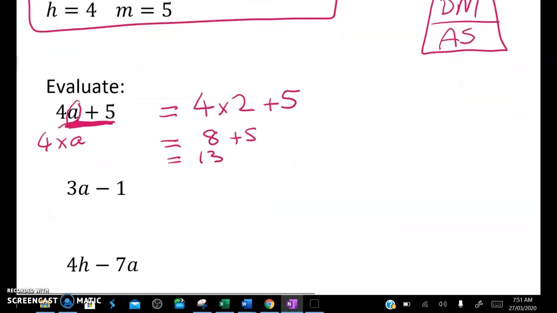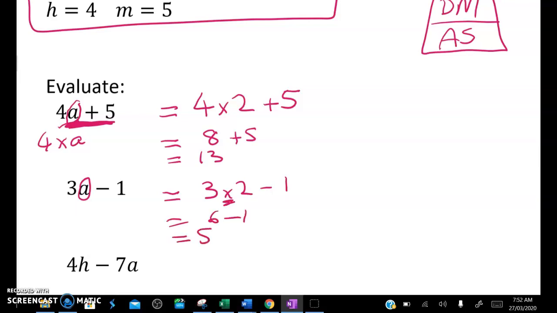Right, moving on. 3a minus 1. I'm going to do one more and then we'll give you a few to try. So 3a minus 1 will be 3 times 2 minus 1. See, I just took that a and I replaced it with the 2 and I wrote my times sign back in. So that's 6 minus 1, which equals 5.